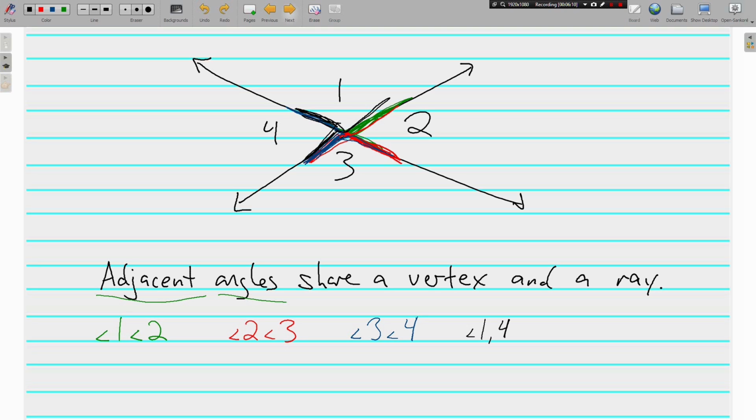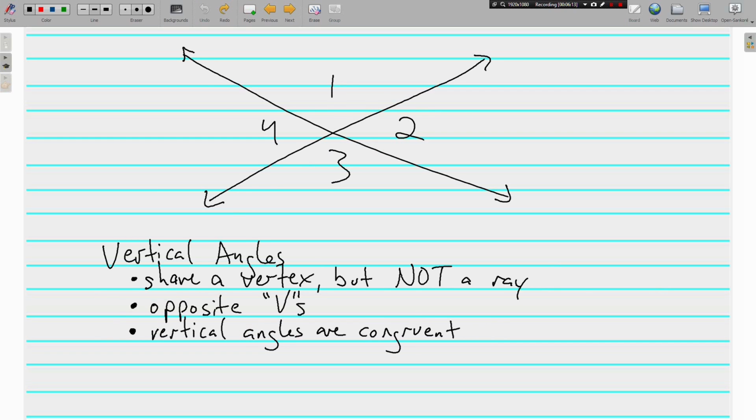Not only do we have adjacent angles, but this year we also have vertical angles. Vertical angles have 3 characteristics. They share a vertex, but not a ray. Adjacent angles share a ray, vertical angles do not.